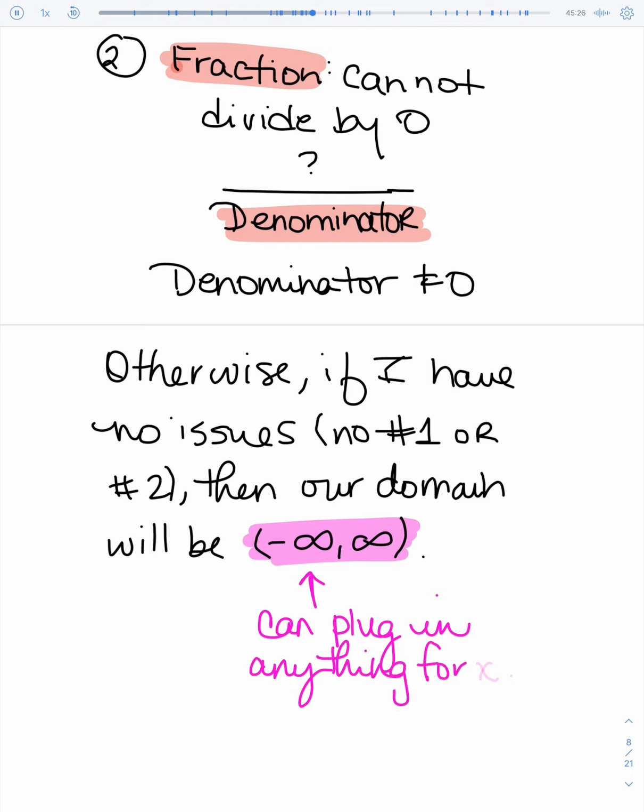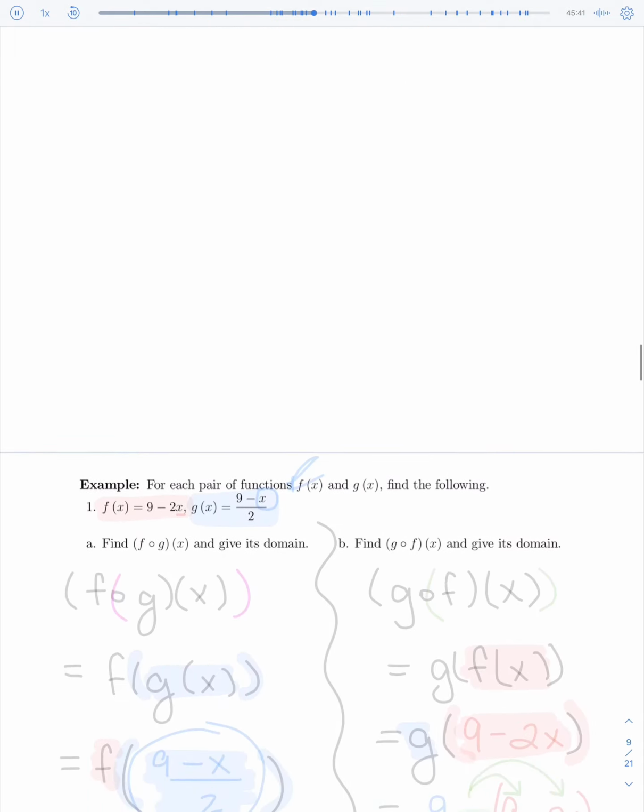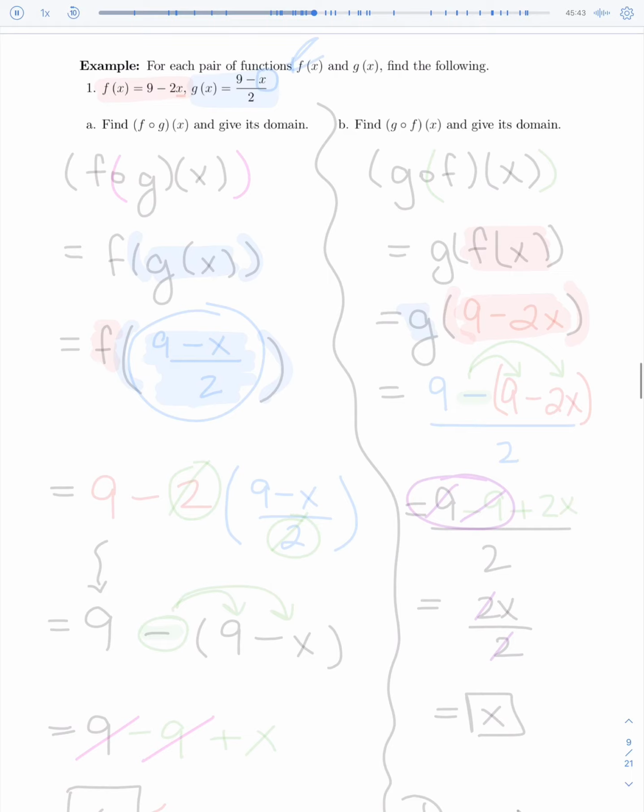Notice we're not mentioning range. We're doing that on purpose. It's very hard to kind of predict what you can get out of a function. However, it's not so bad to determine what you can plug into a function, so that's why we're mainly going to always look at domain and not range. So let's take a look at a couple of functions.